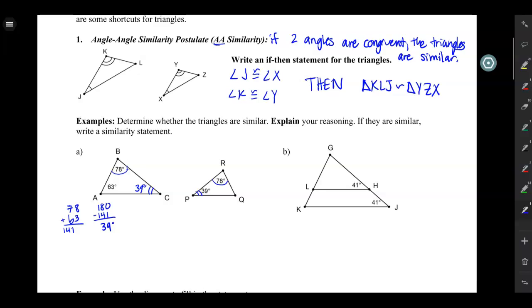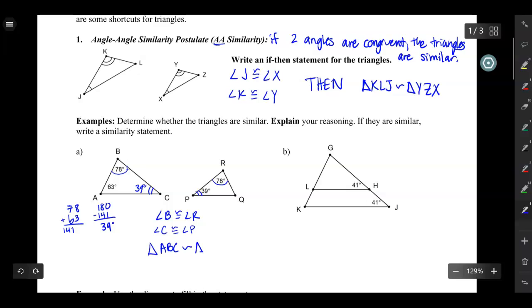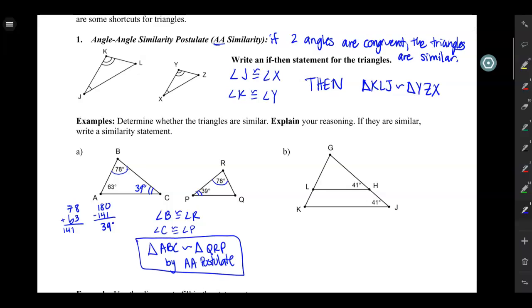So I'm going to go ahead and write that out. I know that angle B is congruent to angle R. That's one that we had started with already. I just learned that angle C is congruent to angle P. So that means that triangle ABC is similar to triangle QRP. And I'm going to put a reason: by the AA postulate. That means that by the angle-angle postulate, those two triangles are similar to each other.